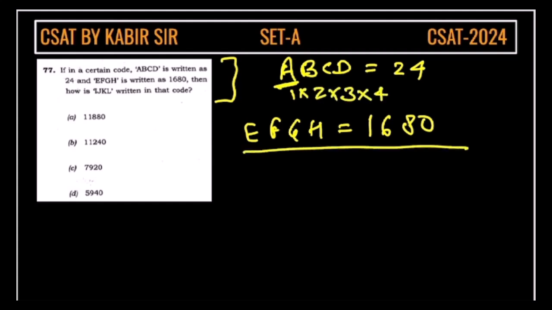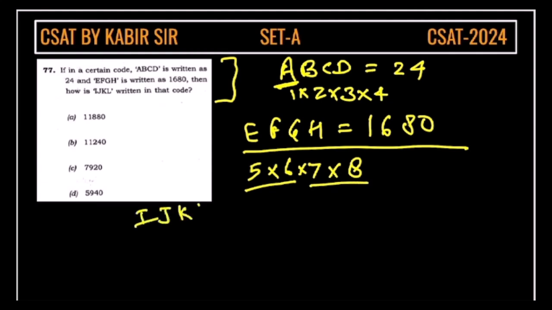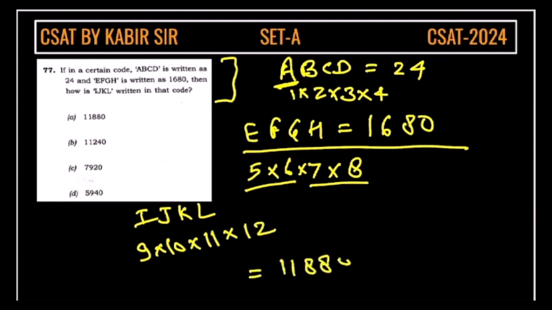Similarly here, this is EFGH. So the positions are here 5, this is 6, this is 7, and this is 8. So what are we getting? We are getting 1680. This is 30, this is 56, right? So similarly we have to find for IJKL, right? So this is at 9th position, this is 10, this is 11, and this is 12, right? So we will multiply, we will get 11880, right? So you can multiply this, so the answer will be option A.